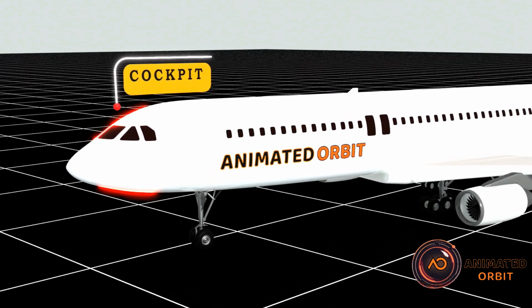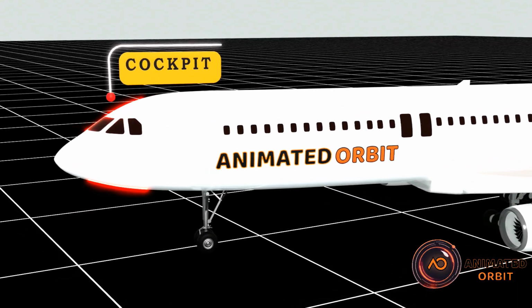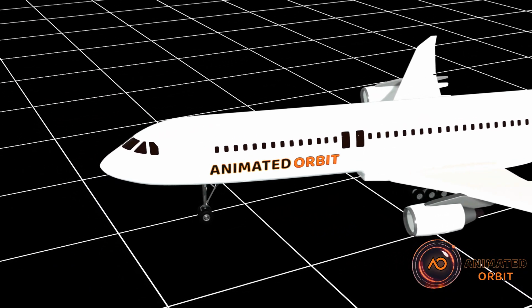Cockpit. This is where the pilots operate the airplane. It contains controls, navigation systems, and instruments that display flight information.